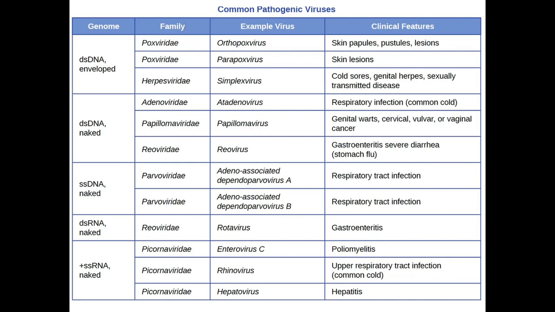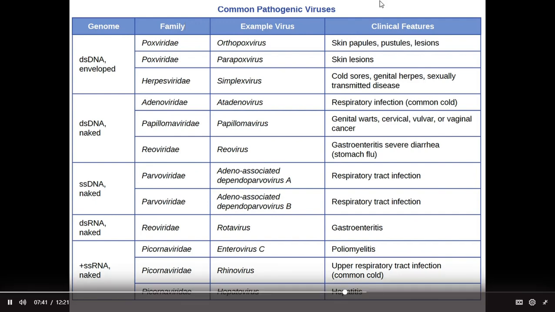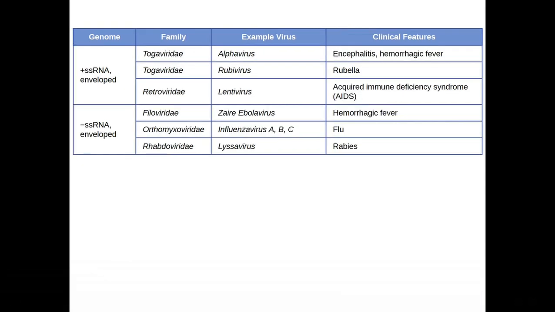Then we have the positive single-strand RNA viruses. With these, the genome functions as the mRNA. An example shown here is the rhinovirus, responsible for the common cold. And then we have the negative single-strand RNA viruses. With these viruses, the mRNA is transcribed from the RNA genome. Examples shown here include flu viruses.